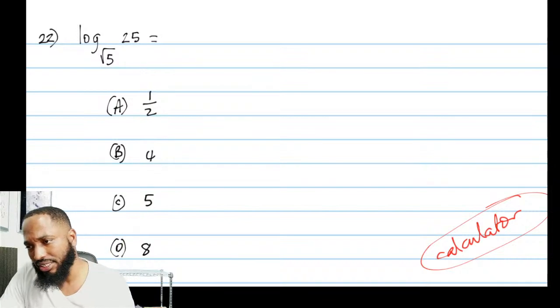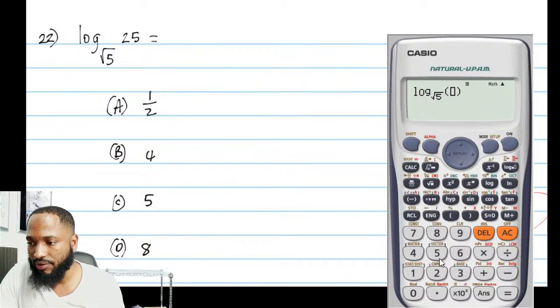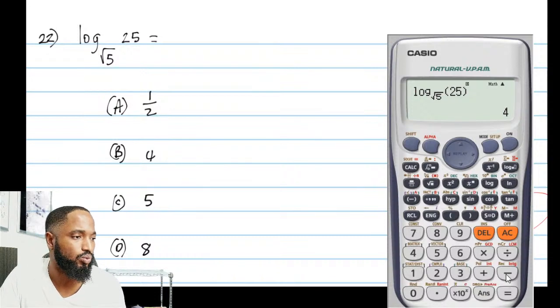Next easy question, you can literally just put this in your calculator and get the answer. I don't know where it is with these kinds of questions. Now there's a way, I'll show you the way to do it on your calculator. Log square root of 5, 25. Anytime they give a question with just numbers and logs, just plug it in. So you see the answer there.